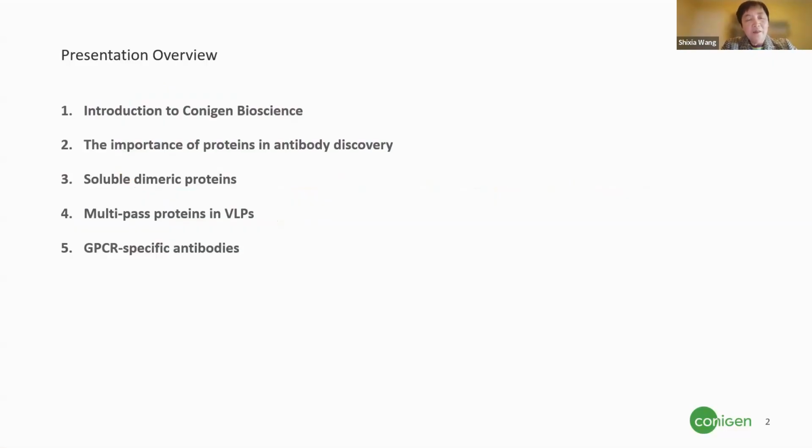The first section will briefly introduce Conigen, and the second section will talk about the importance of proteins in antibody discovery. The third section will elaborate on soluble dimeric proteins. The fourth section will talk about multi-pass proteins displayed on viral particles. The last section will talk about GPCR antibodies.